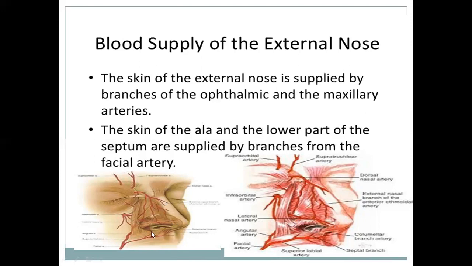The infraorbital artery, a branch of the maxillary artery, supplies the nose also, and the lateral nasal arteries, which are branches of the facial artery, also supply the nose. So the arteries supplying the nose: supraorbital, supratrochlear, and dorsal nasal, these three are branches of the ophthalmic artery. The infraorbital artery is a branch of the maxillary artery, and the lateral nasal arteries and the septal branch are branches of the facial artery.